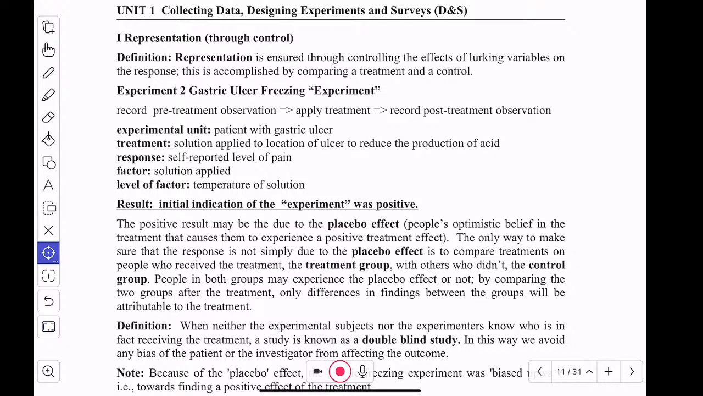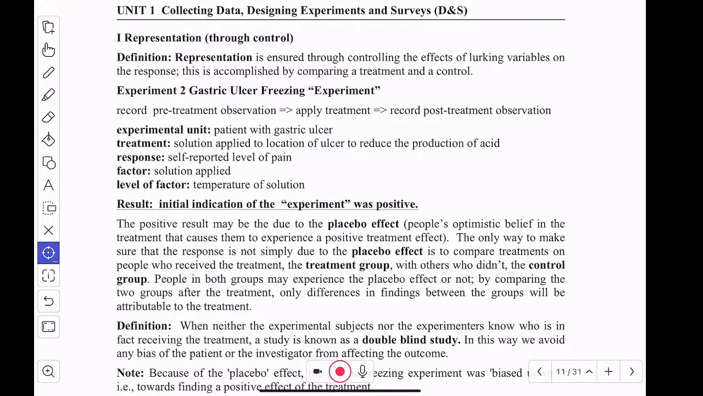And let's say it was determined that the experiment had a positive or a reported positive outcome. A great number of the participants felt better after the treatment. Is this a good experiment?